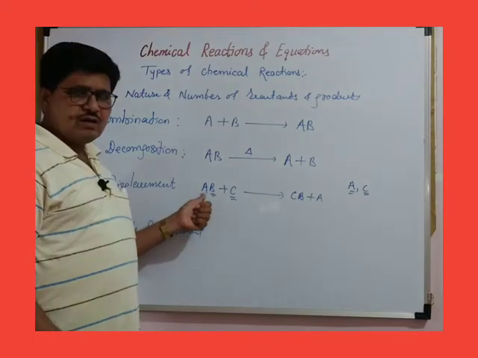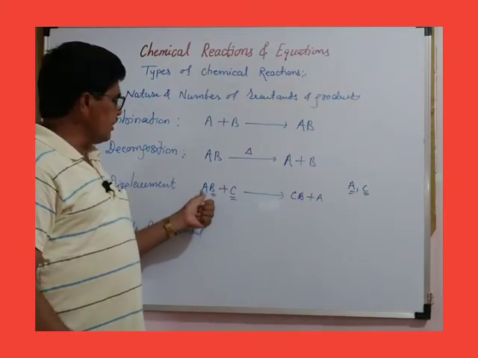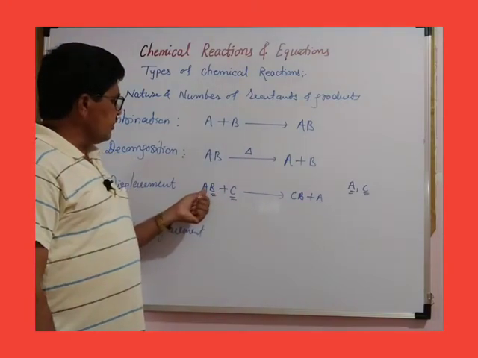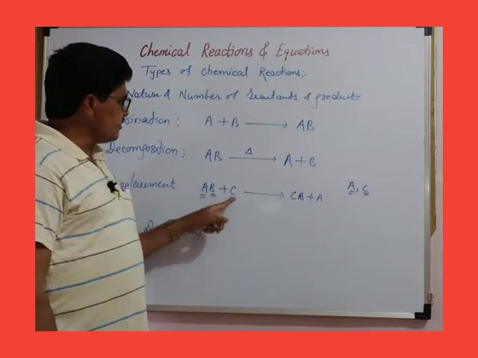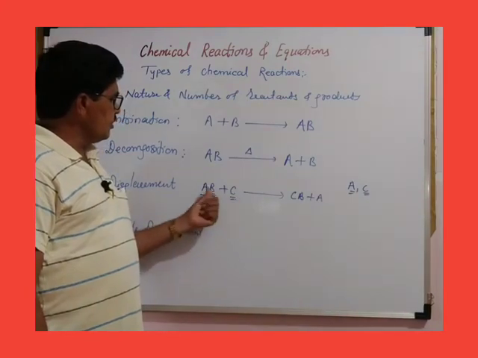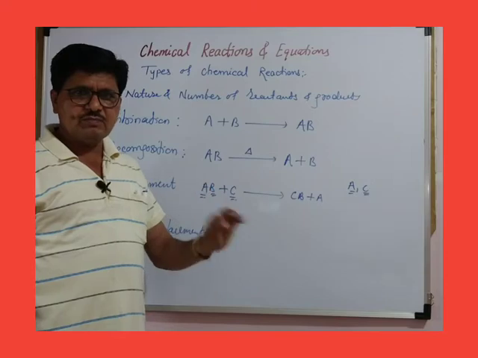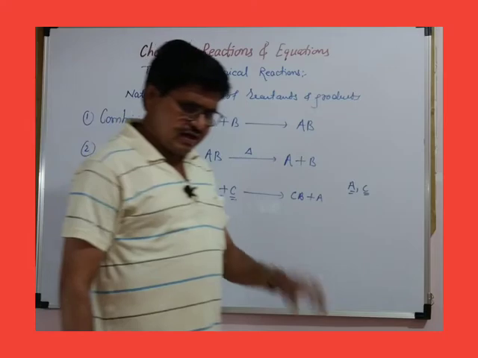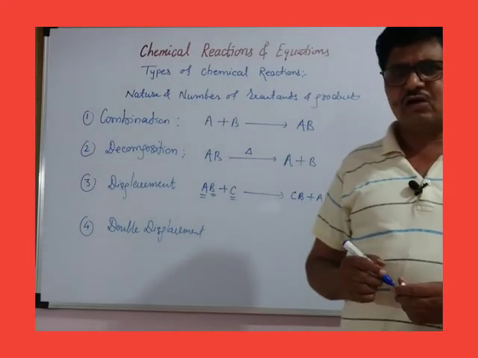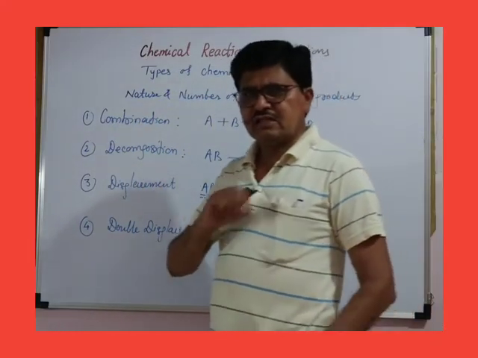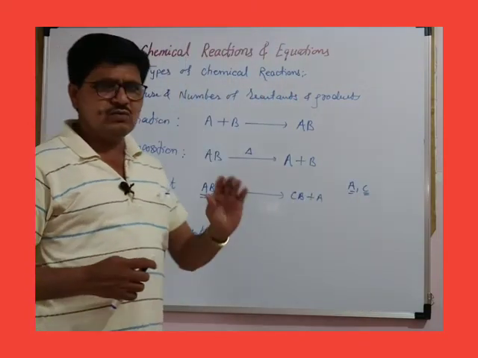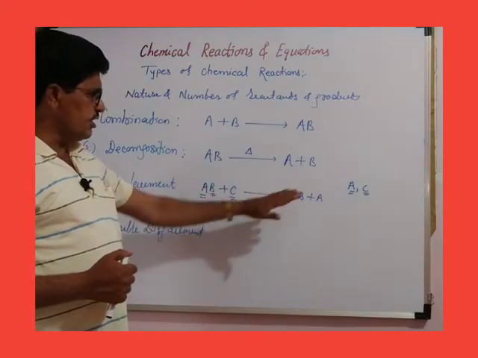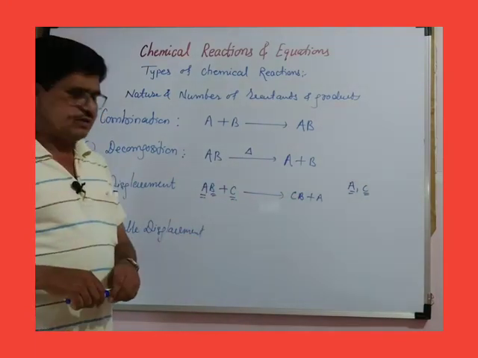AB मध्ये A हा मेटल आहे पण हा लेस रिॲक्टिव्ह मेटल आहे, म्हणजे AB हा लेस रिॲक्टिव्ह मेटलचा कंपाऊंड आहे. AB मध्ये A हा लेस रिॲक्टिव्ह मेटल आहे ॲज कम्पेअर टू द C, म्हणून C काय करतो, हा Aला त्याच्या कंपाऊंडपासून डिस्प्लेस करतो and there is the formation of CB plus A. A chemical reaction in which the reactive metal or reactive element displaces the less reactive metal or less reactive element from its compound, that type of reaction is known as the displacement reaction.